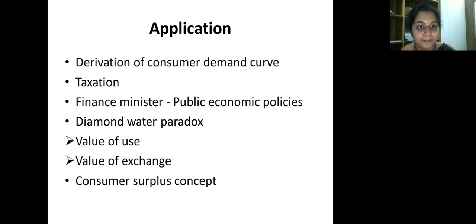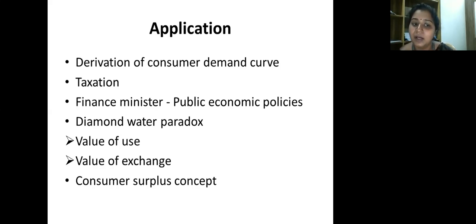And the next one is the finance minister's public economic policy. Public economic policy includes all taxation and public expenditure. Why do you have to spend on poor people? Why should you not support the corporate or rich people? Because there is no point, it is going to give less satisfaction. That is the reason behind public economic policies.